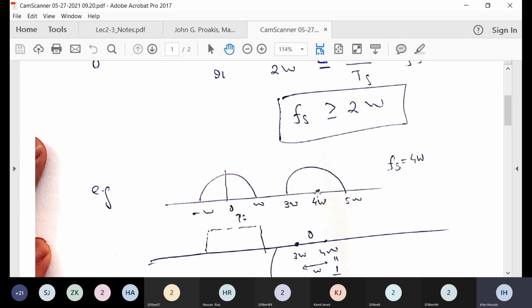So this region from W3 will be called the guard band, because this is the bandwidth, and this is the portion from the replica spectrum. So we have put a guard between the original message signal and its replica, which is now standing at 1 over Ts minus W. This is 1 over Ts, because Fs here is 4W, so Ts will be 1 over 4W.